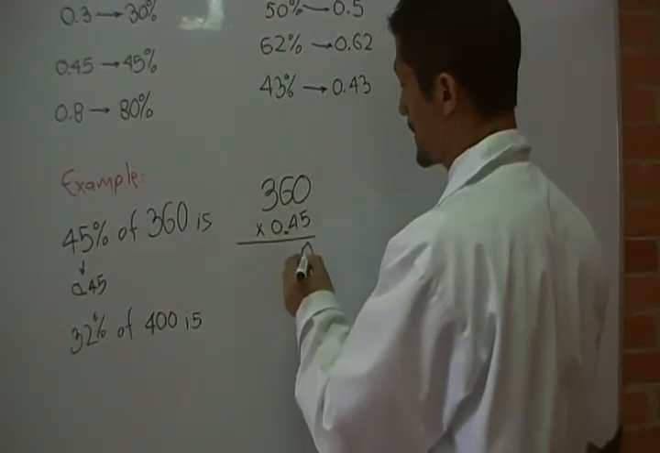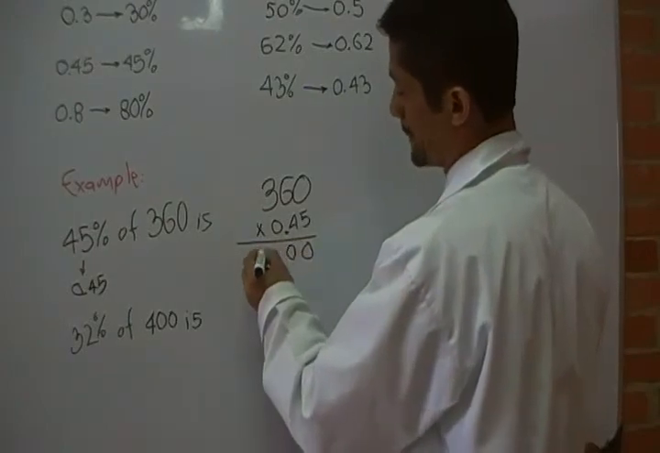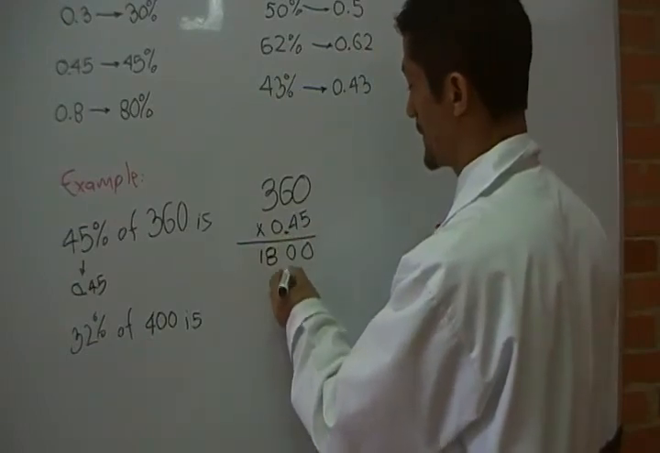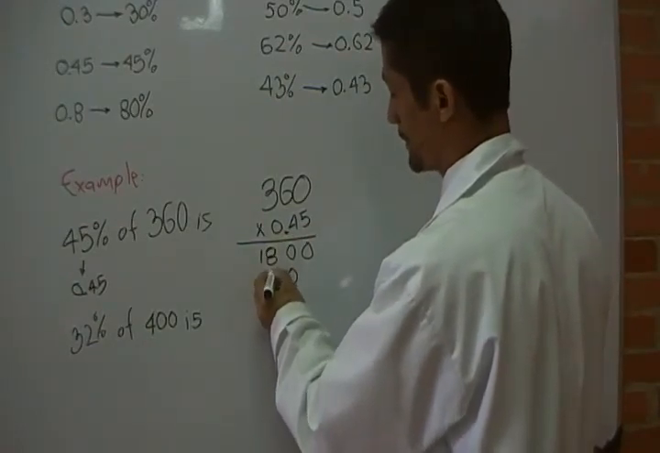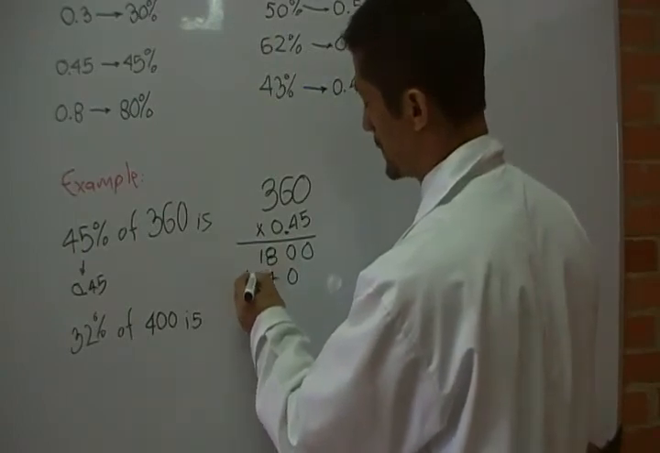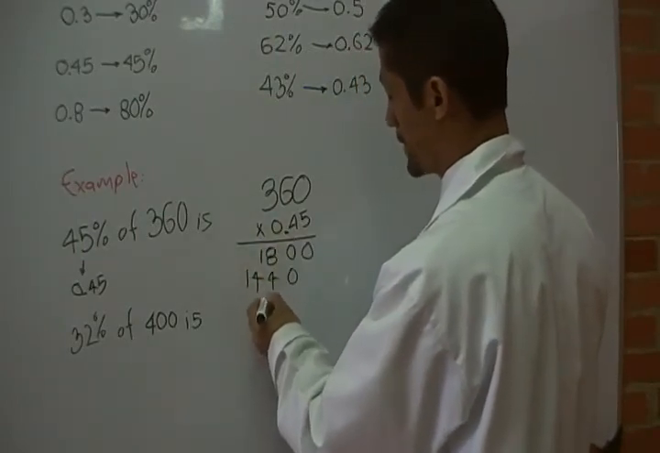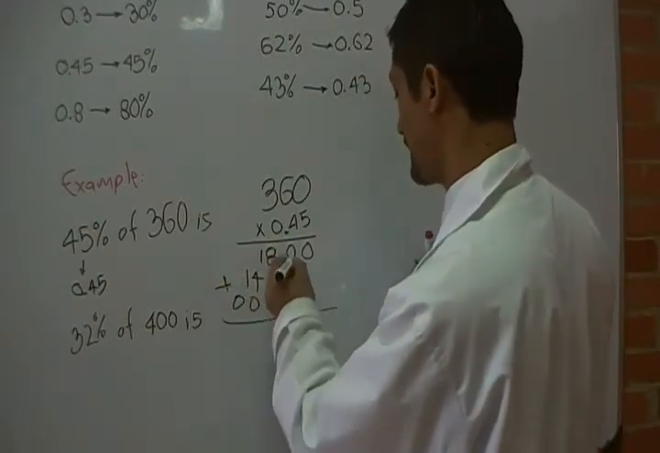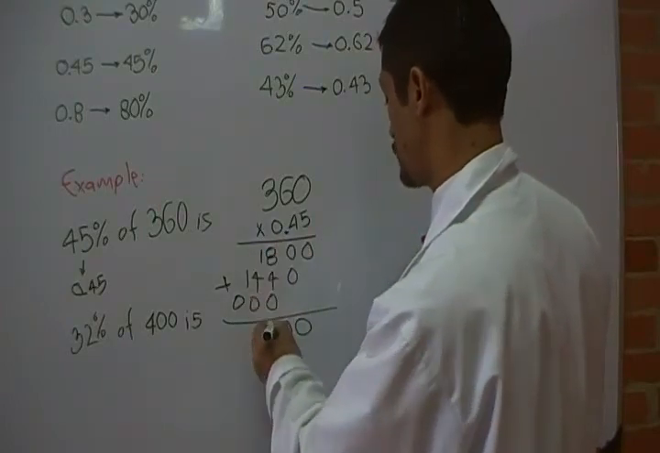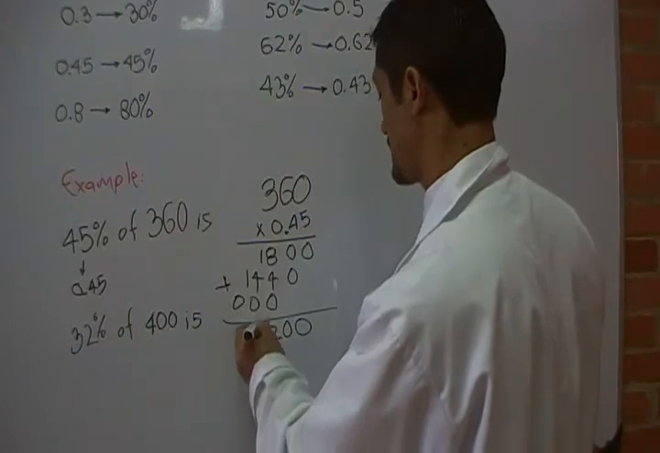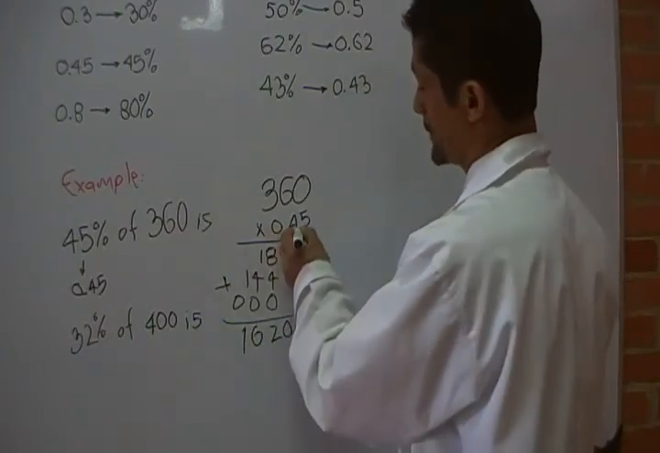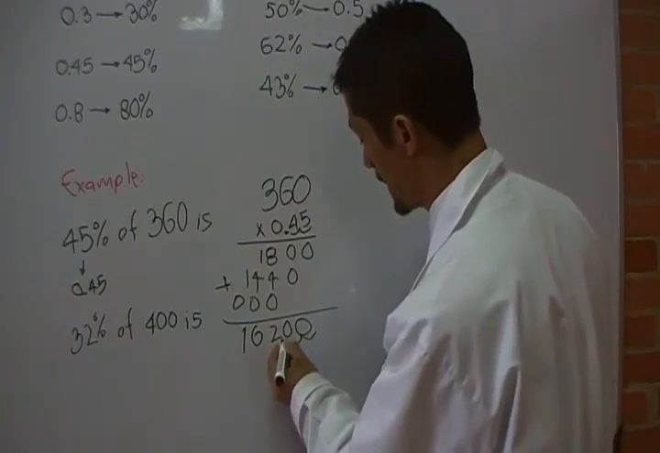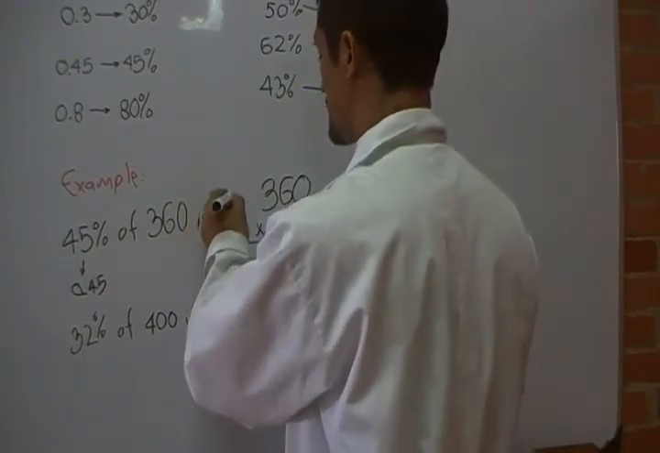So 5 times 0, 5 times 6, 30, 5 times 3, 15 plus 3, 18. Move a decimal place to the left, 4 times 0, 4 times 6, 24, 4 times 3, 12, and 2, 14. Since I have 0 here, there's no need to add it, but if you want to, no problem. So now we have to add, as usual, 0, 12, 6, 1. Since here we have 2 decimal places, we have to move 2 decimal places to the left, and then the answer would be 162.